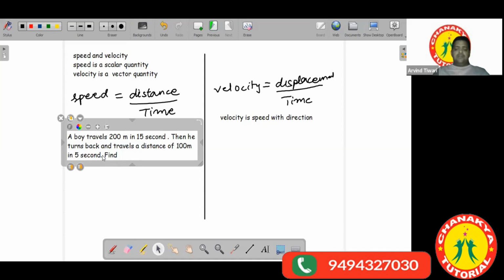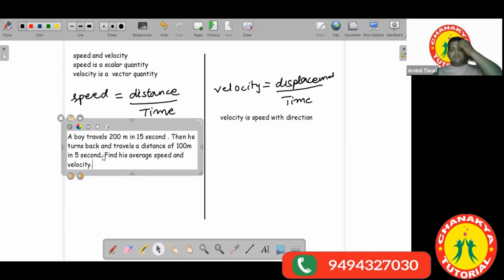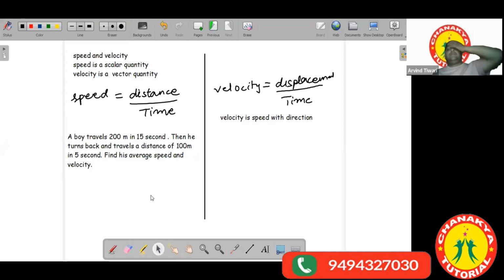Find his average speed and velocity. Okay. Now, will you be able to solve it on your own? Yes, Rohit and Pranav, will you be able to solve this on your own?